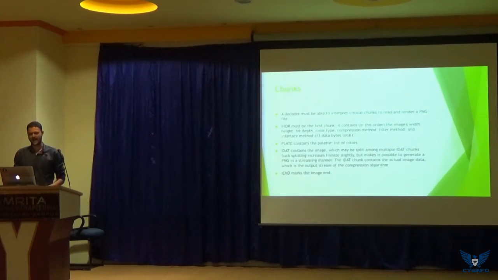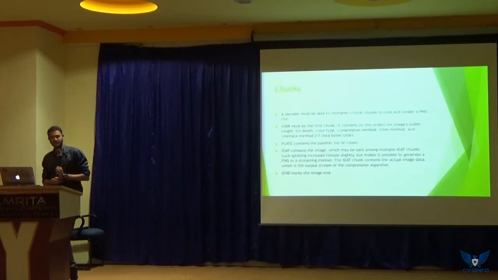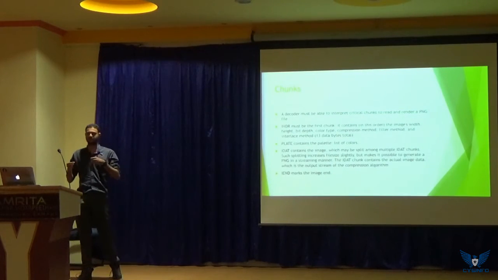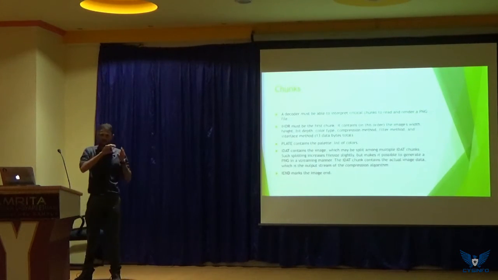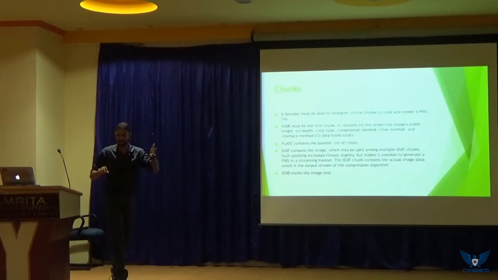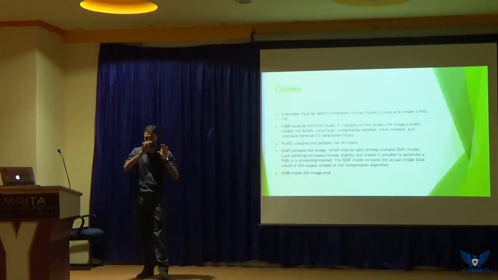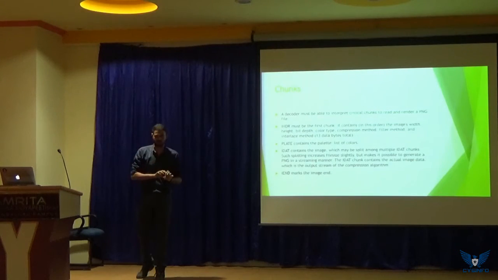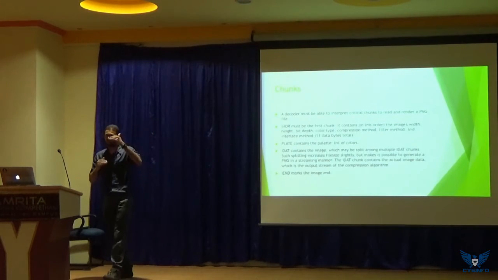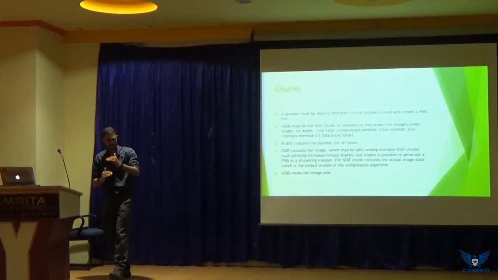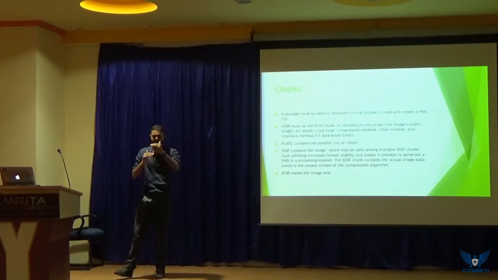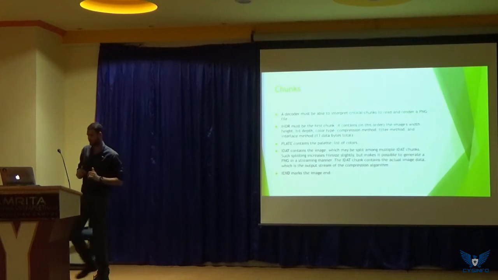So the first one is IHDR. The IHDR chunk contains the image width, height, depth, color type, compression method, filter method, and interlace method. So it's a kind of header, the first chunk after the header of the PNG. It's the first chunk that will be read by the decoder to identify the metadata of the PNG, what it is, how the color coding is, and all that.